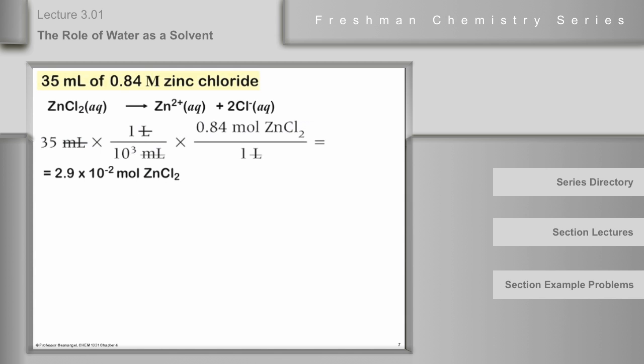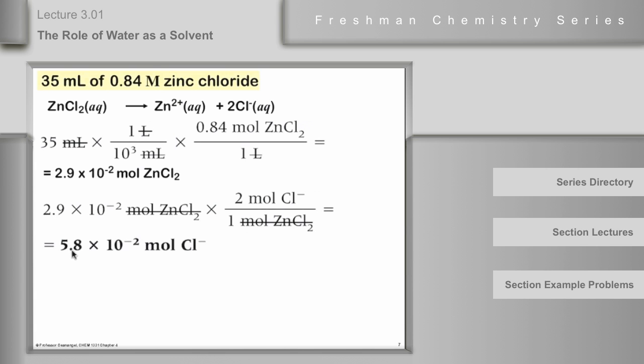So then we take the formula, and we notice that the formula says there'll be 2 moles of chloride per 1 mole of zinc chloride. So if we take the number of moles of zinc chloride times the ion ratio from the formula, we find that we get 5.8 times 10 to the negative 2 moles of chloride ion, and half that much zinc ion. So that'll be 2.9 times 10 to the negative 2 moles of zinc ion. And if the question asks for the total number of moles, you would add those together. Questions on that one?